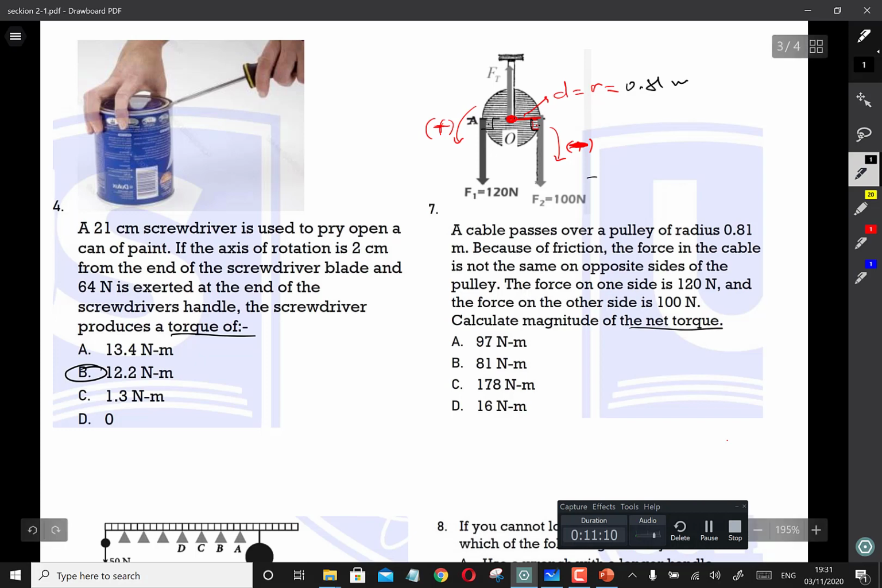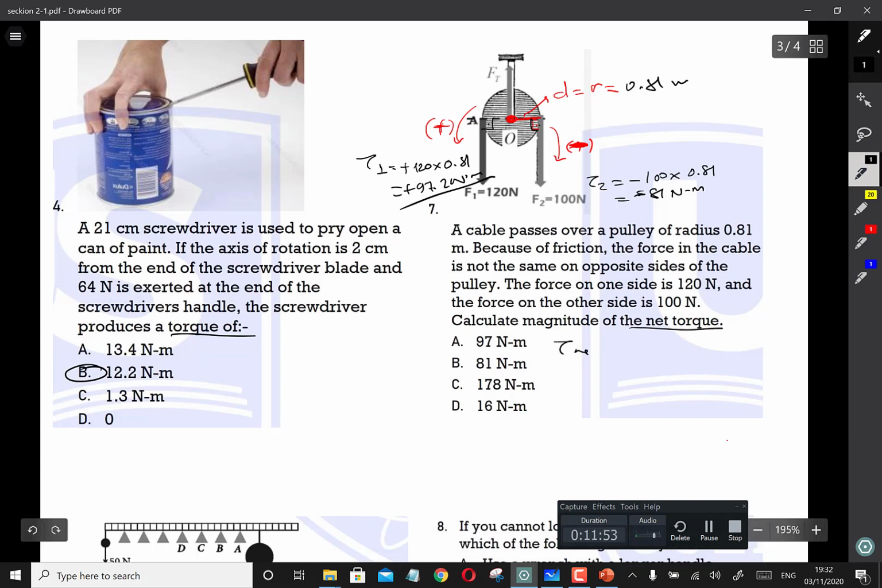So now calculate torque 2 first. Torque 2 is negative. F2 is 100 multiplied by distance 0.81, so it's going to be negative 81 Newton meter. Now calculate torque 1. Torque 1 is going to be positive 120 multiplied by distance, again 0.81. Let's calculate this: 120 multiplied by 0.81 is equal to positive 97.2 Newton meter. So we calculated the torque of each force.